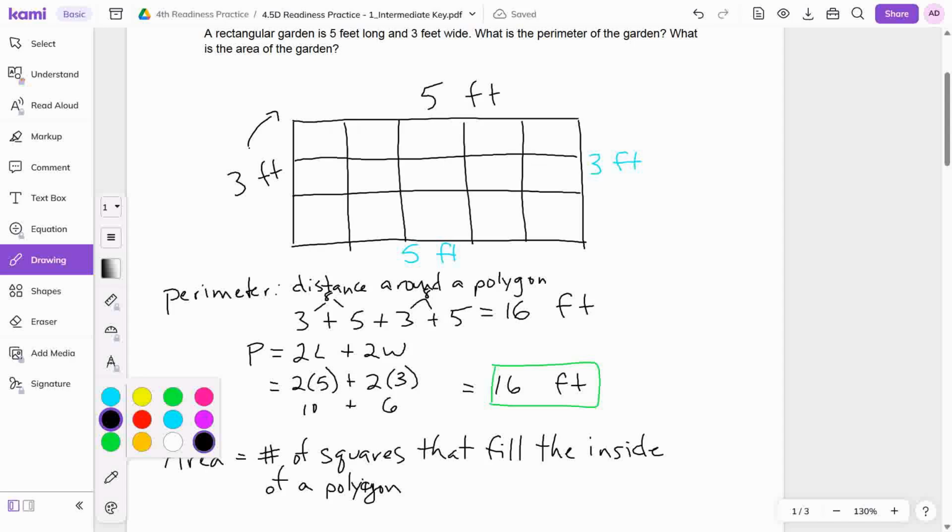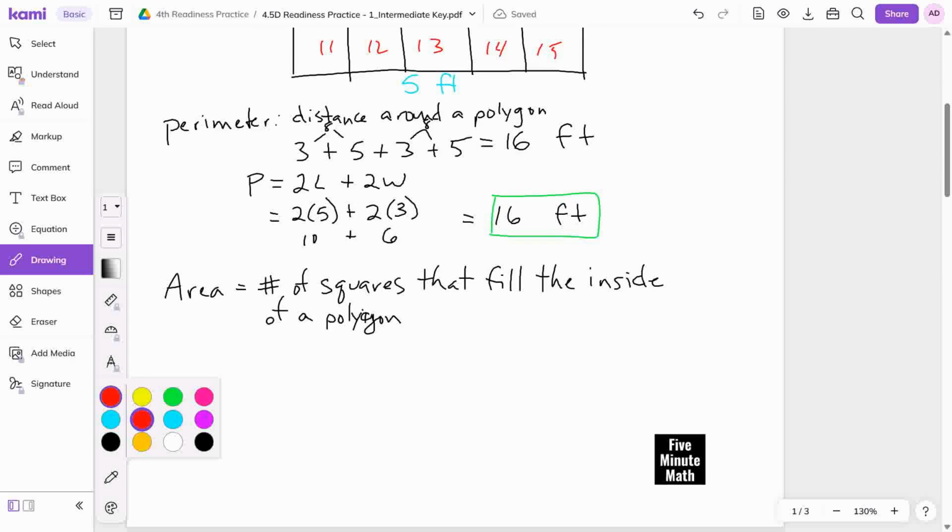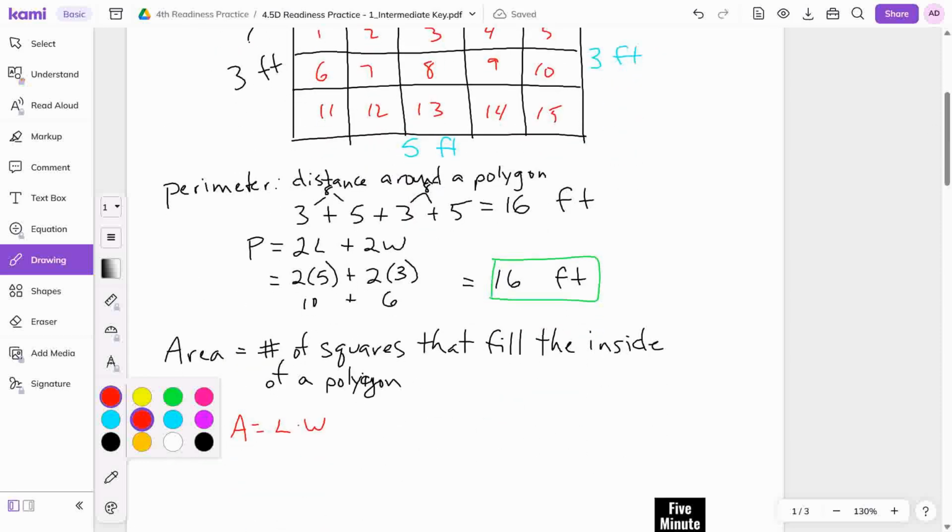And so we can literally just count our squares. 1, 2, 3, 4, 5, 6, 7, 8, 9, 10, 11, 12, 13, 14, 15. Now that is the slow version, right? We can also, some of you noticed, just multiply the length times the width. So that's going to be the length, right? We have it back up here. The length is 5, width is 3. So that's going to be 15 feet, but they're square feet because they're little squares. So my area is going to be 15 square feet.